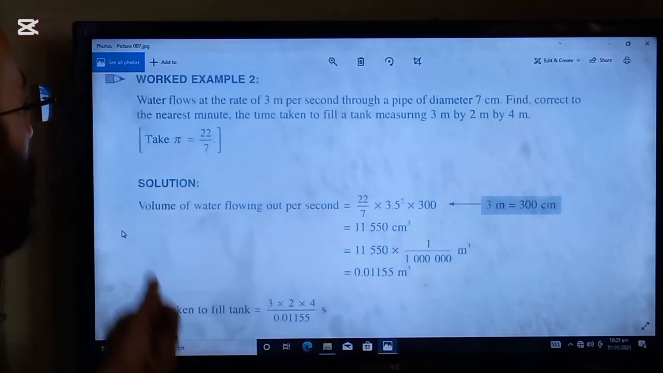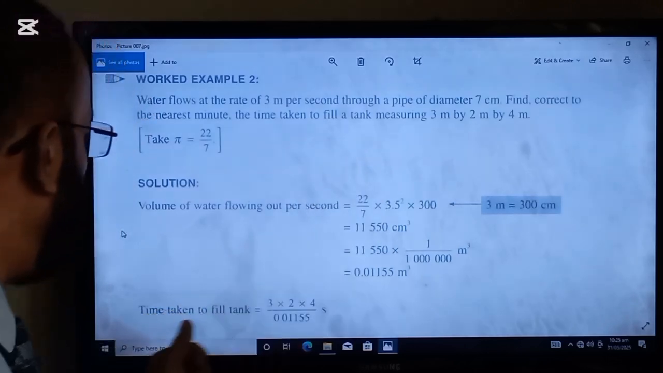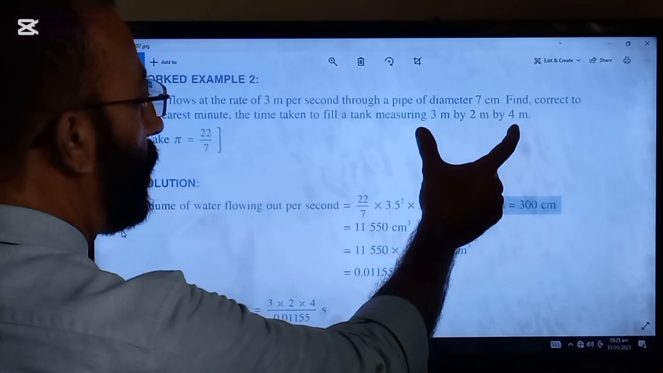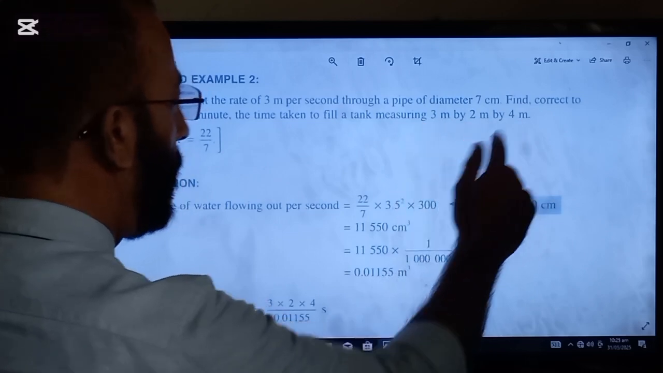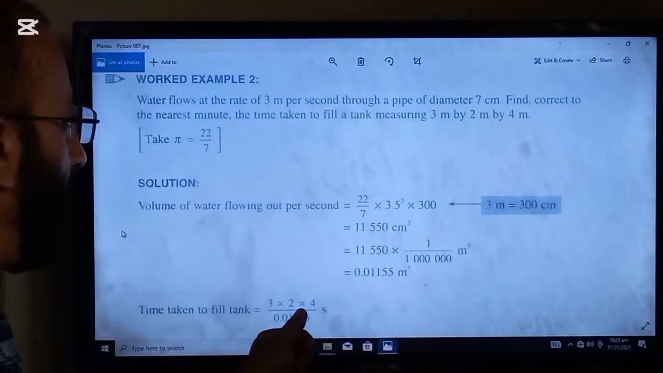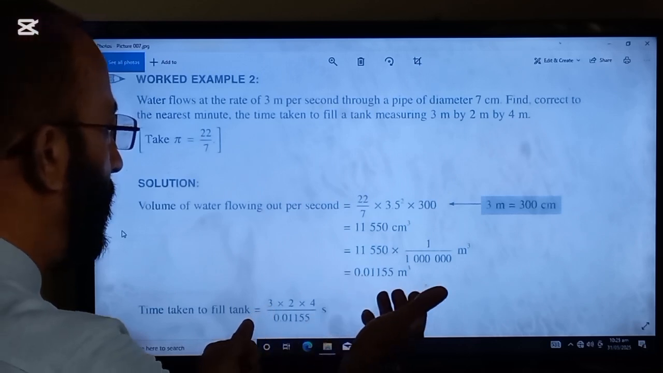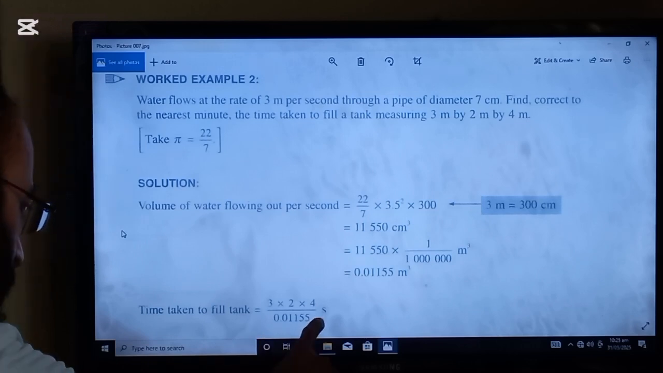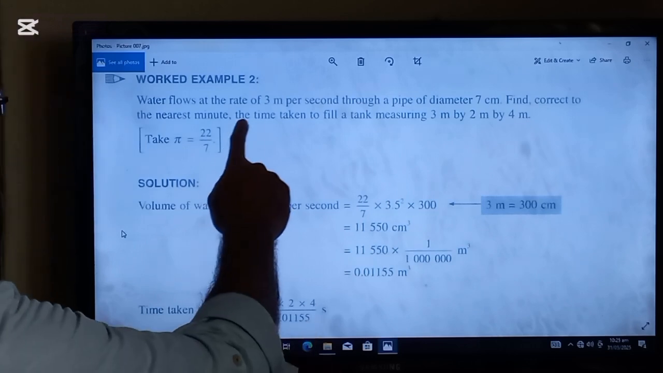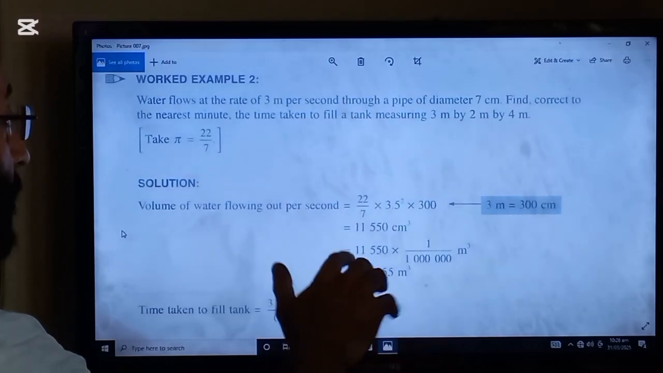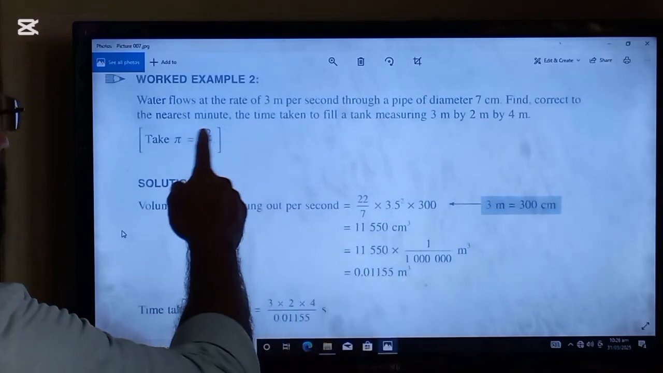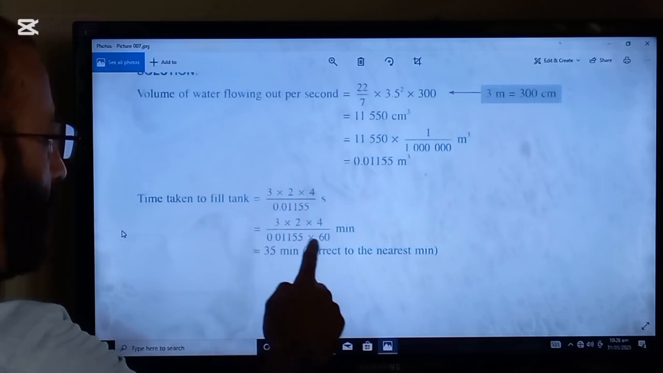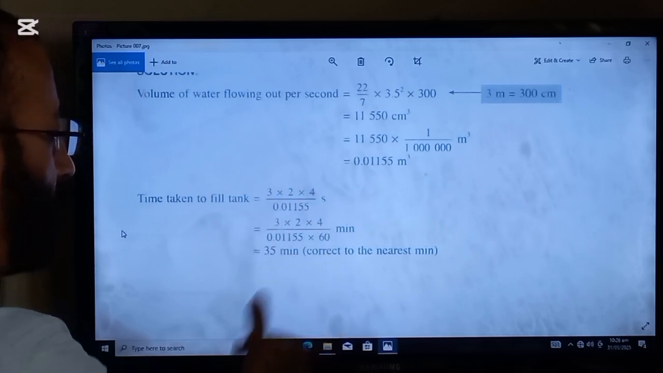Now, the time taken to fill the tank will be, these are actually the dimensions of the tank. So the volume of the tank will be this into this into this. So this is the volume of the tank divided by the volume per second. So this is the time taken to fill the tank. This time will be in seconds because second is given now. But at the end we will convert this answer into minutes. Look now. So we will divide the answer by 60, solve it on the calculator, you will get the answer in minutes now.